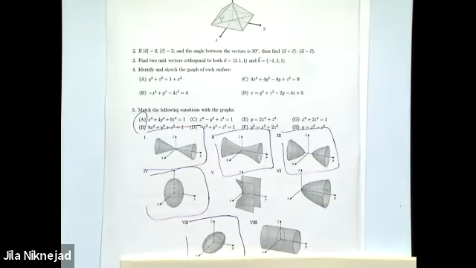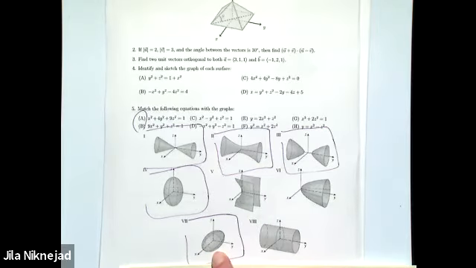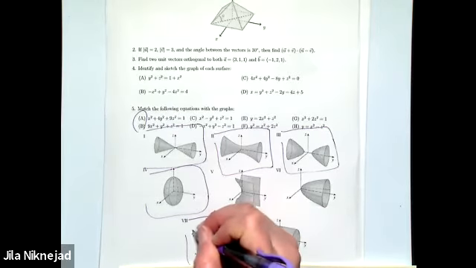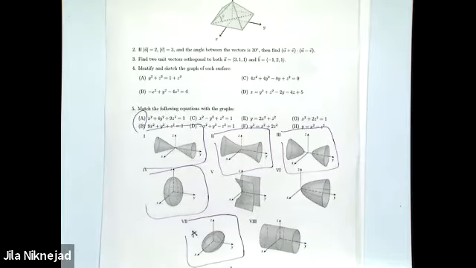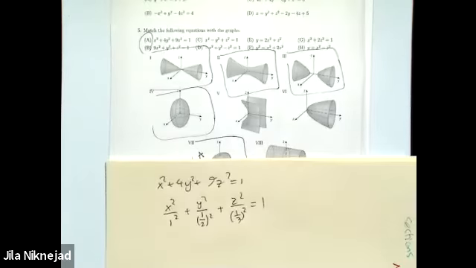So let's see, which one is the longest on the z-axis? That's the one, right? And so that is A. Fair enough? And now I want to know what happens with B.